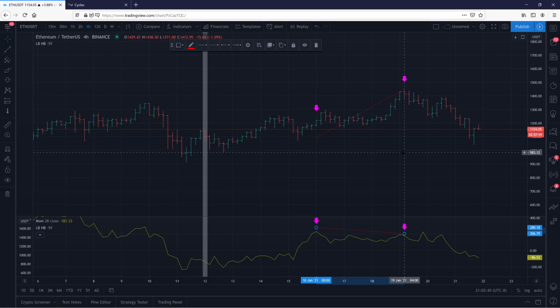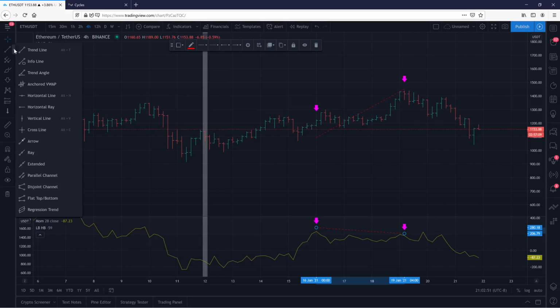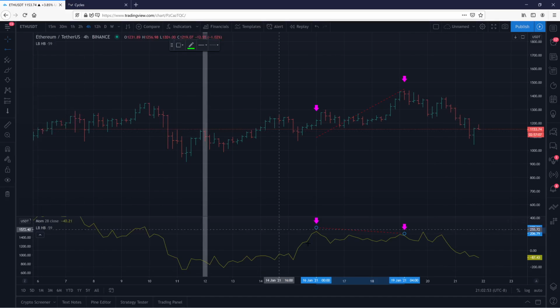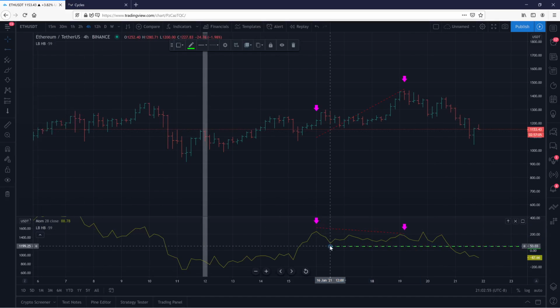To find the trigger for divergence, you take the lowest low on the oscillator between your divergent points. That value is 88.78.